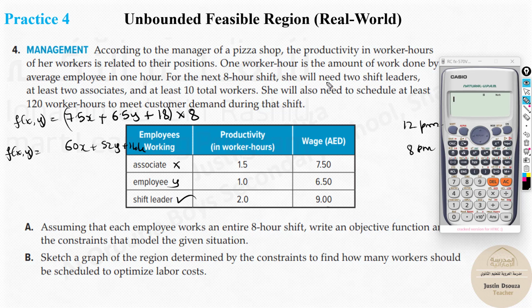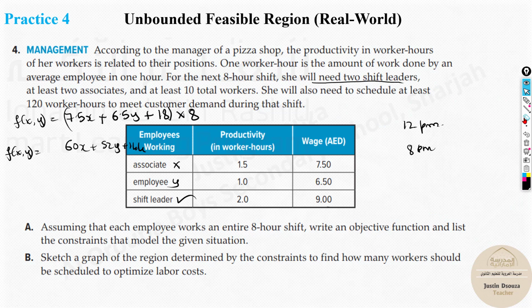Here, for the first, she will need 2 shift leaders. That is already told, it's not a constraint, that is already decided. So basically, there are two shift leaders no matter what. But what we have is at least two associates are required no matter what.